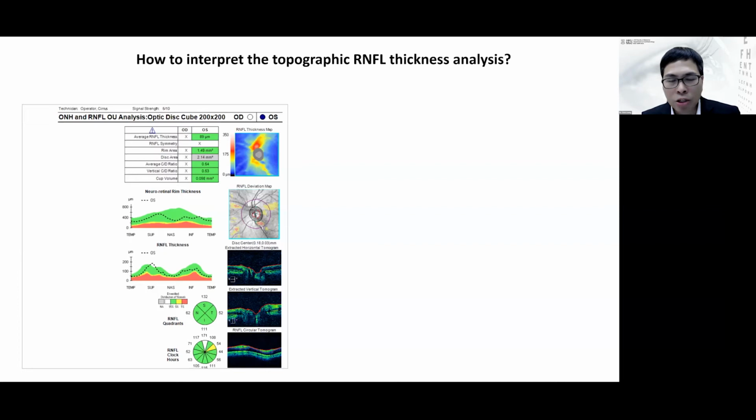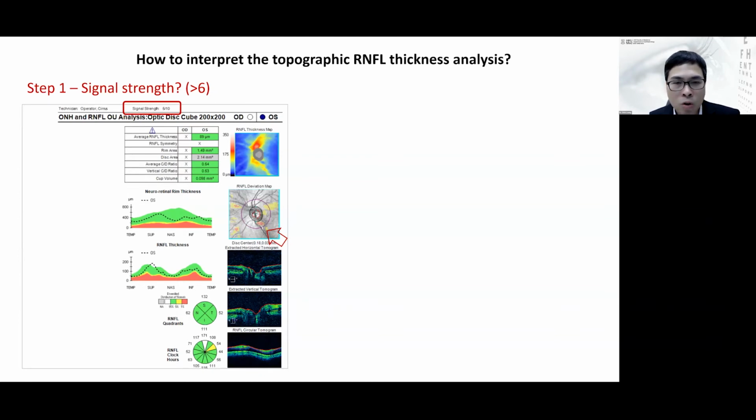So I would like to share with you 5 steps, some practical tips, on how to interpret OCT printouts. And the number one important thing when you read an OCT analysis printout is to look at the signal strength. The signal to noise ratio or image quality is very important in the interpretation of the retinal nerve fiber thickness analysis, because the signal strength is directly related to the thickness of the retinal nerve fiber layer.